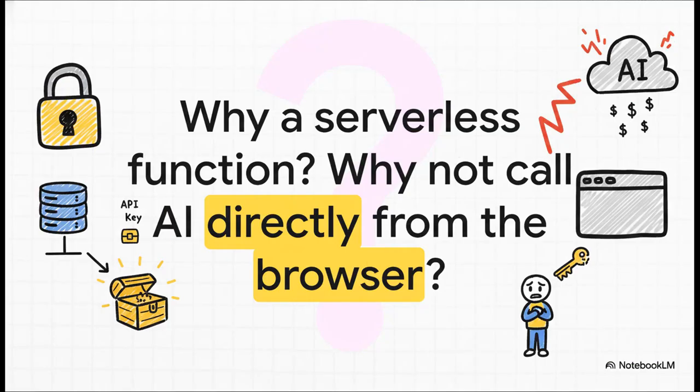So you're probably thinking, wait a minute, why all this hassle with a backend function? Seems way easier to just drop the API key in my JavaScript and call the AI directly from the browser. I mean, it would work, right? And the answer is, yes, it would work. And it would be a catastrophic mistake.